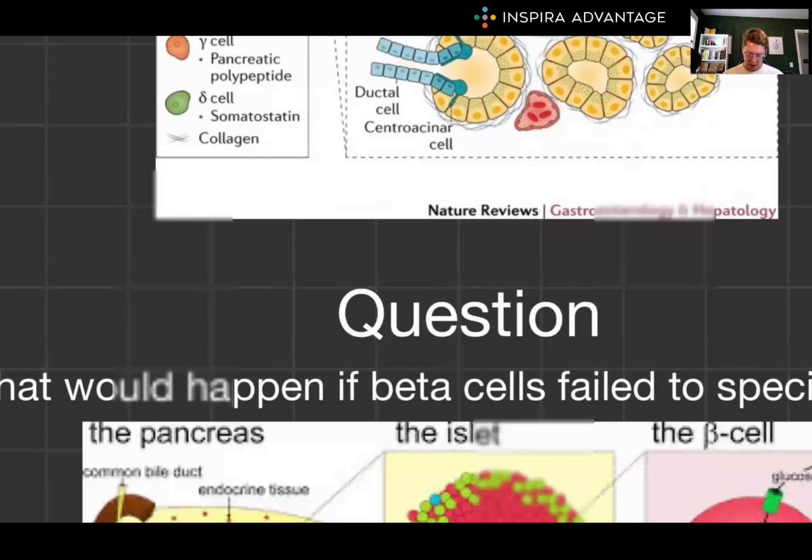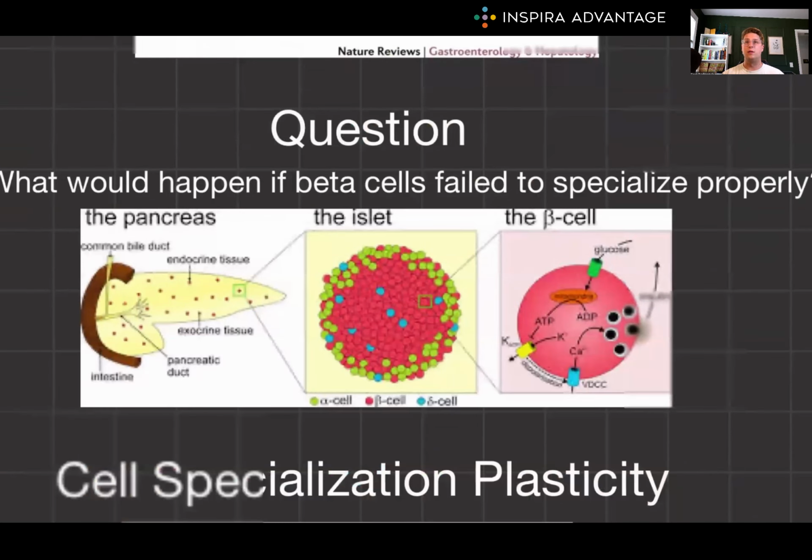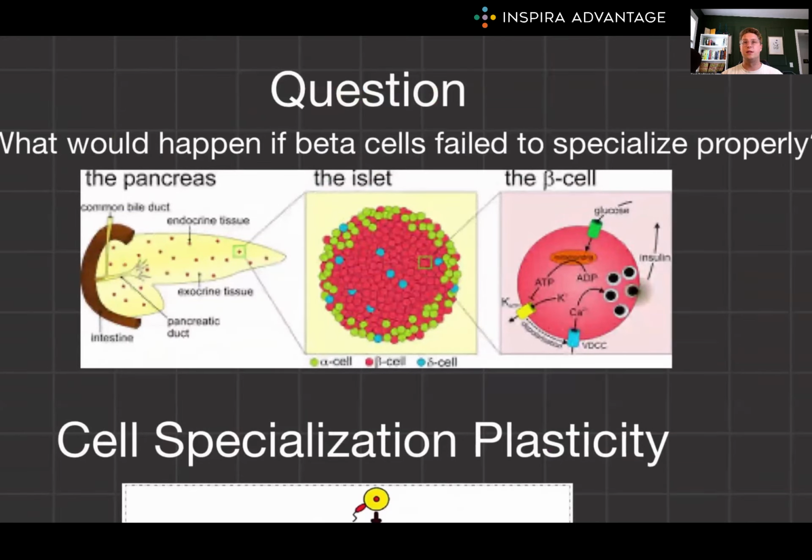Here's another question. What would happen if beta cells failed to specialize properly in the pancreas? Well, this could lead to insufficient insulin production, potentially resulting in type 1 diabetes. It's important to note that while cells become highly specialized, they still maintain the basic cellular machinery common to all cells. This includes DNA replication and transcription machinery, protein synthesis apparatus, energy production systems like mitochondria, and a cell membrane for selective permeability.